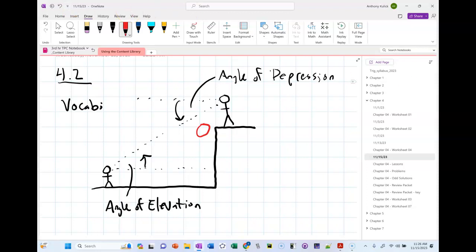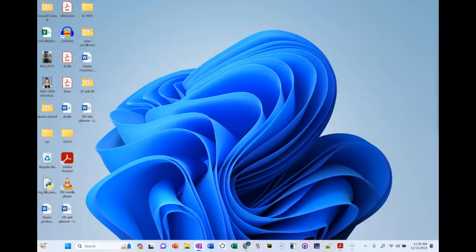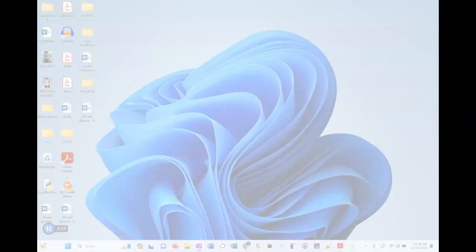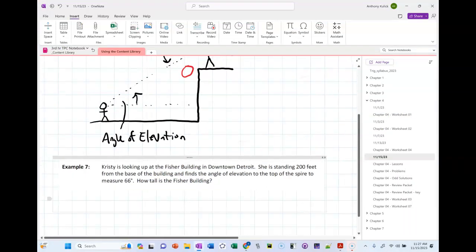Any questions on this vocab here? Notice I didn't define any of this with words, right? Because how are we going to use this vocab? We're going to use it to draw a picture, right? So the picture is enough for us for vocab. So far, so good? That's it for new content. All right. Very good. So let's do some examples of how we're going to use this in story problems.